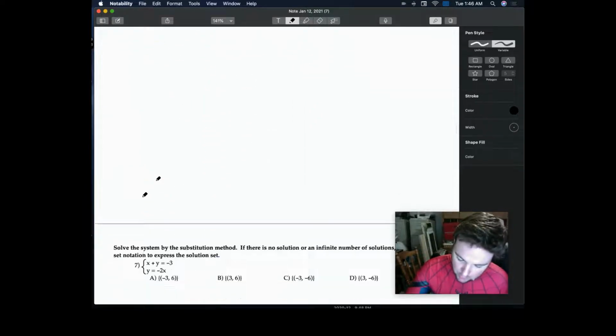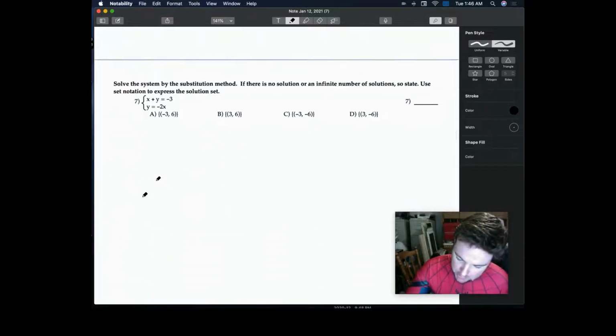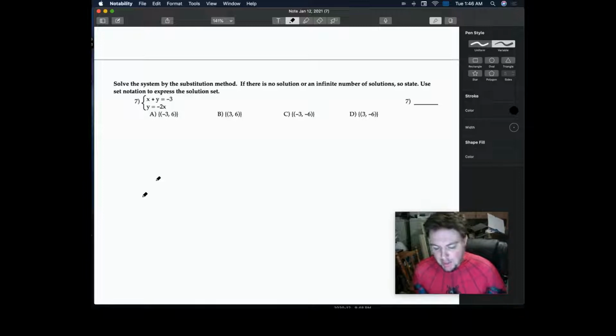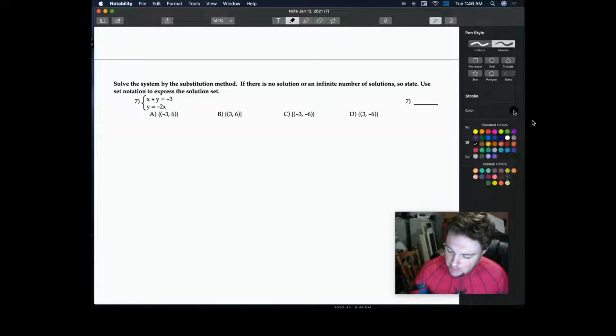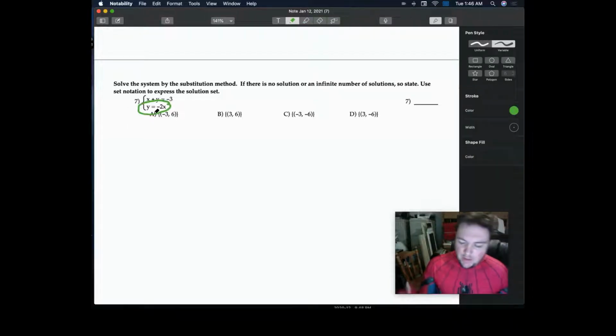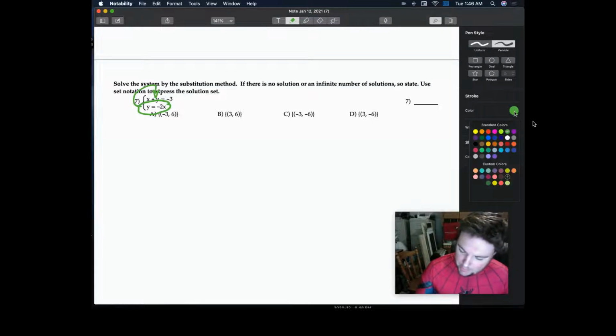Let's move on. All right, number 7. It's asking us to solve by substitution, but really you can solve whichever way makes you happy. Substitution here really does make sense to use because y is equal to -2x. If you have y already isolated, it's pretty easy to take this y value and plug it in for the other one. So I'm going to go ahead and do that.